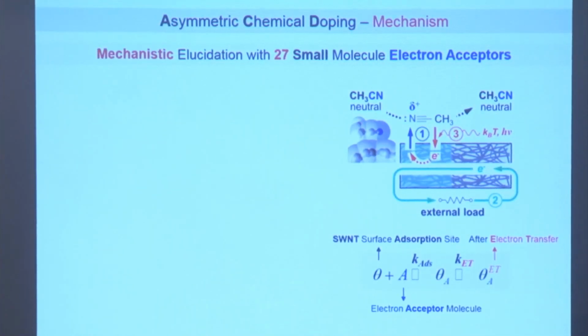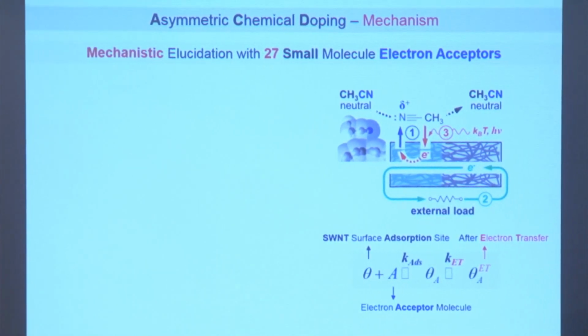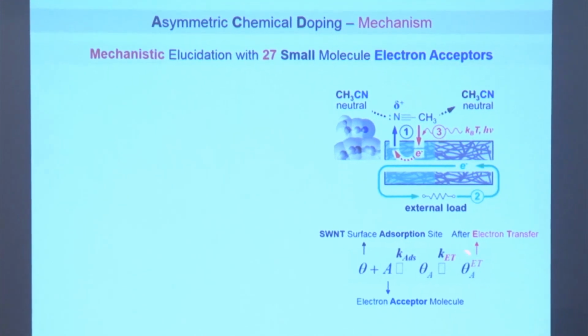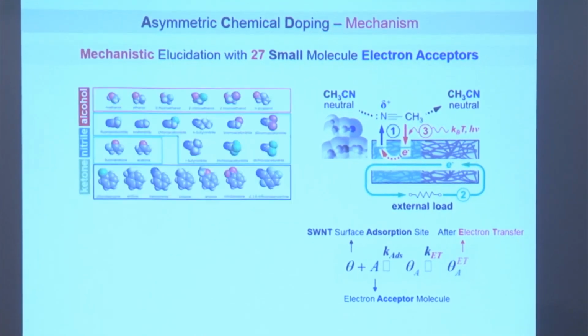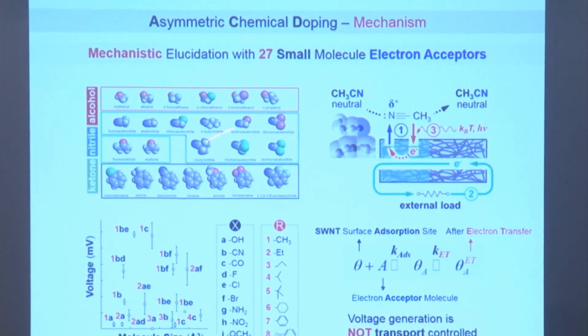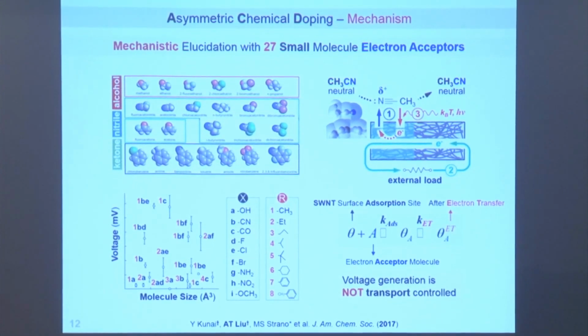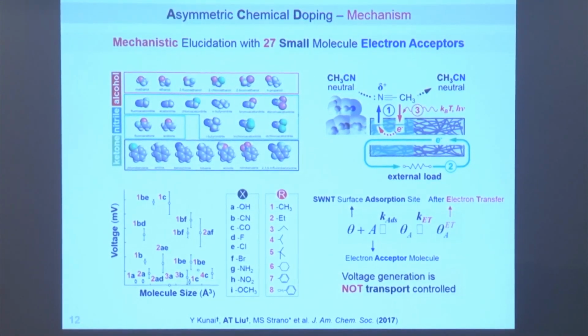But if you think about the process, it literally is this liquid molecule diffusing and then absorbing onto the surface of a carbon nanotube. And then subsequently, there's a partial electron transfer process that has to take place in order to generate this voltage. So it can be either transport controlled or electron transfer controlled. We ruled out the possibility of transport control by doing the same exercise using 27 other small molecular dopants. And if you plot the voltage that is generated, or the rate of voltage generation, by the way, as a function of the molecular size, you see no trend here. We initially thought this was going to be a transport control process, but we see no trend of voltage as a function of molecular size.